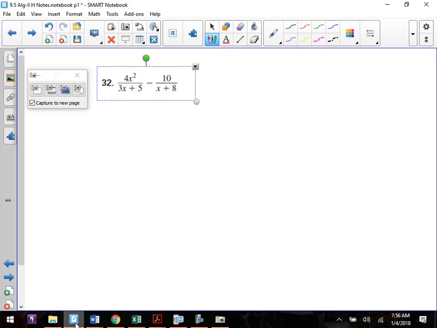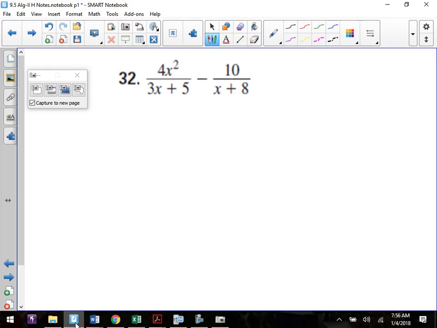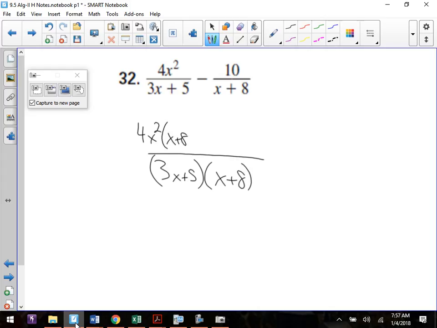Usually what happens with this one is people will mess up the distributive property because the denominators themselves are two specific terms. Okay? There's no monomial parts to it, it's just two terms. So in order for us to get a common denominator, we have to multiply the two of those together. So the common denominator is going to be 3x plus 5 times the quantity x plus 8. Well, the fraction on the left needs the x plus 8. The fraction on the right needs the 3x plus 5. So we have 4x squared times x plus 8, minus 10 times the 3x plus 5.